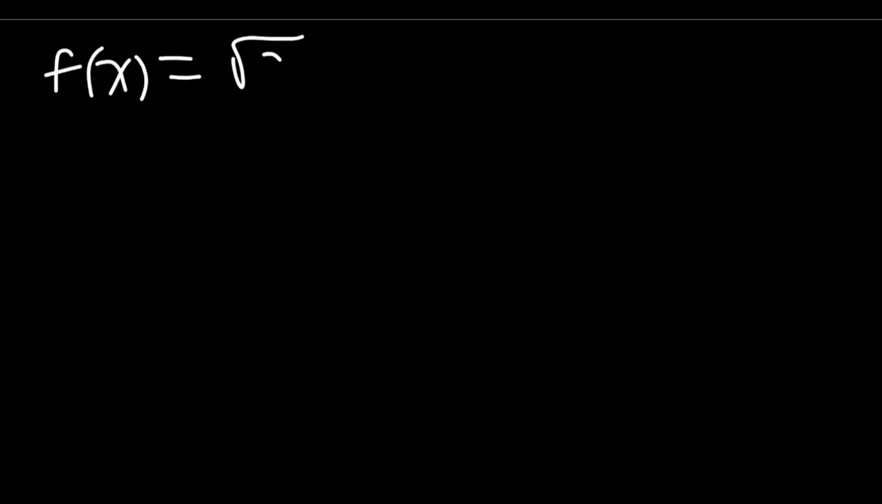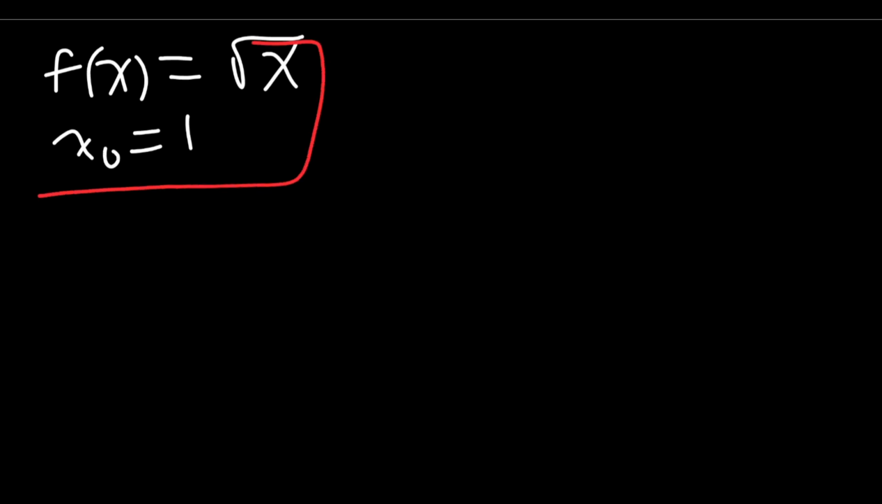Now let's do one more example. I'll have you do it on your own. Actually, I'll just give you the function and then ask you to find the tangent line at that particular point, and you're going to use the formula by yourself. So if I say f of x equals the square root of x, I want you to find the slope of the tangent line when x naught equals 1. Go ahead and see if you can figure out how to do this on your own using the formula we just learned.